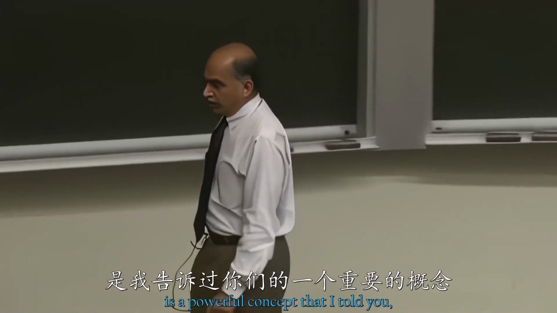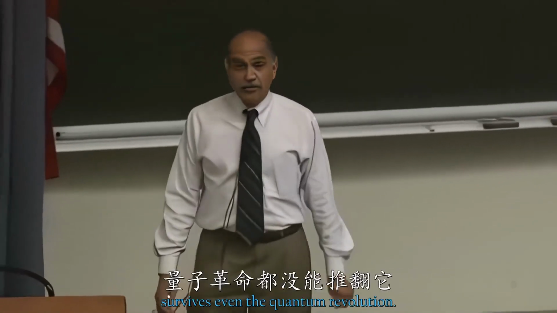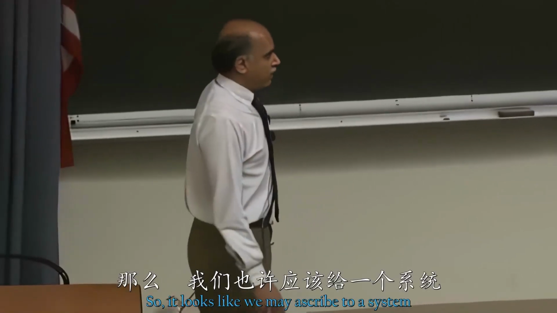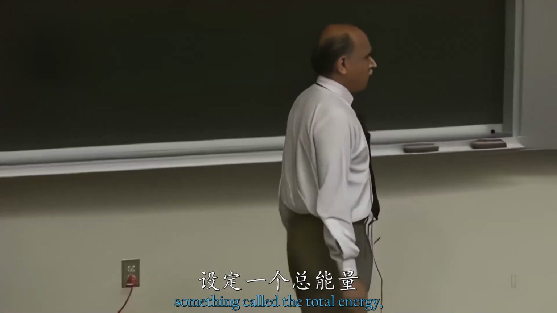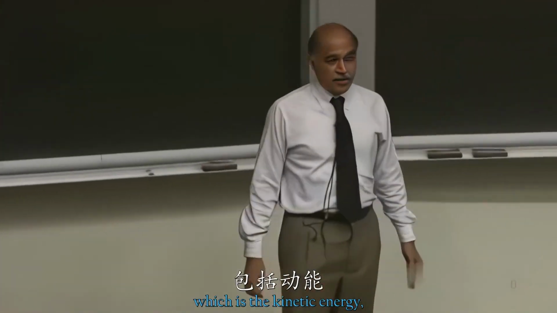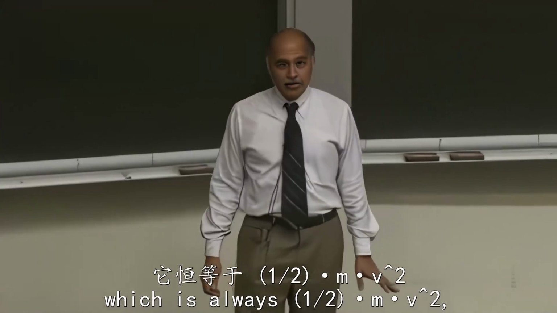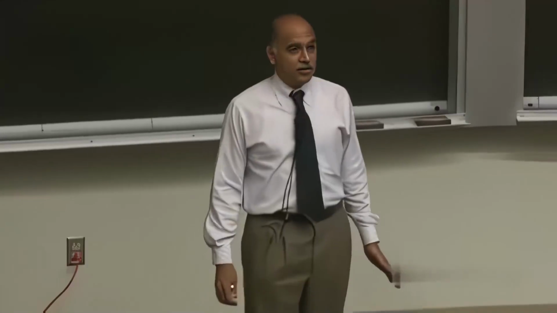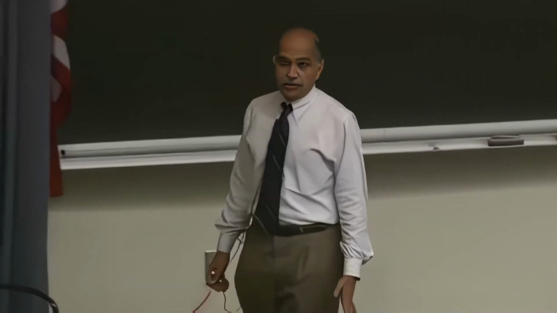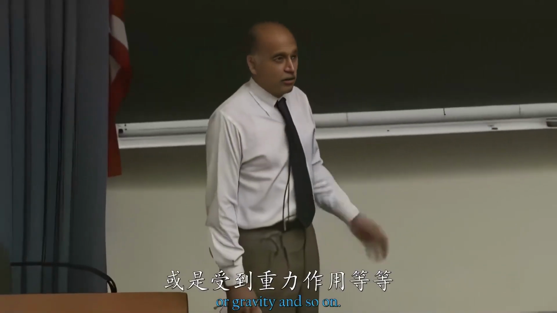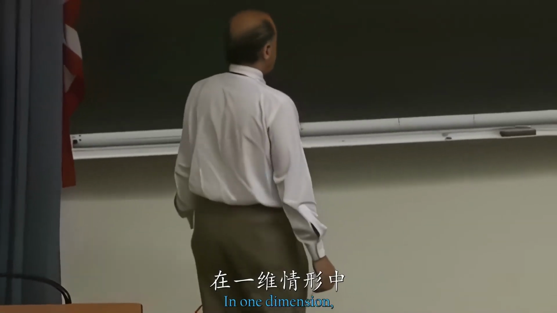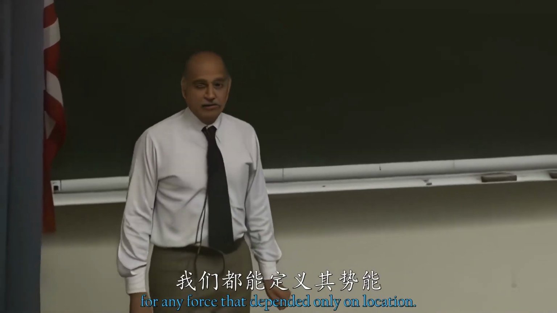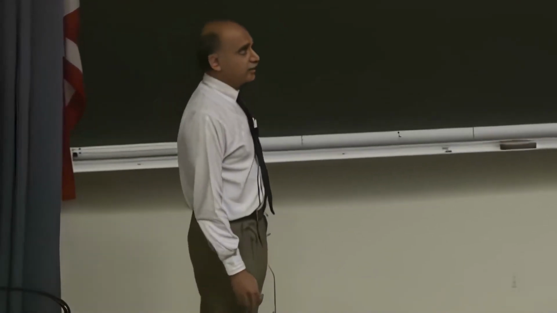The law of conservation of energy is a powerful concept that I told you survives even the quantum revolution. So it looks like we may ascribe to systems something called the total energy, which is the kinetic energy, which is always 1/2 mv squared, and potential energy, which depends on the location of the object, and it varies from problem to problem, depending on whether you're connected to a spring or gravity and so on. In one dimension, we could always get such a potential energy for any force that depended only on location.